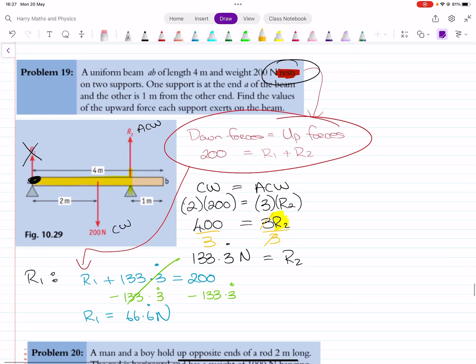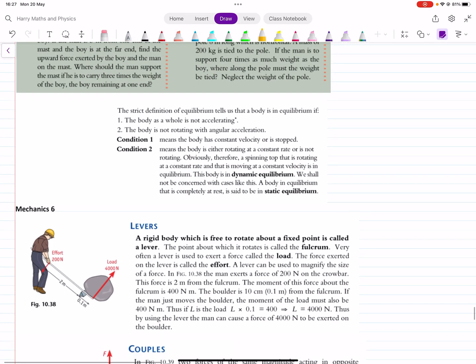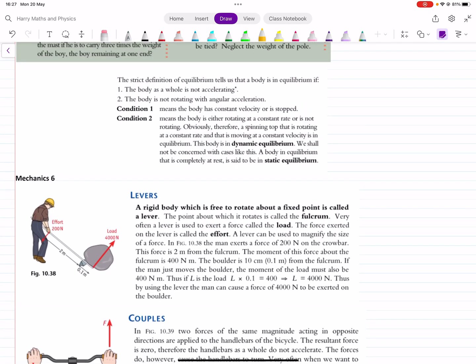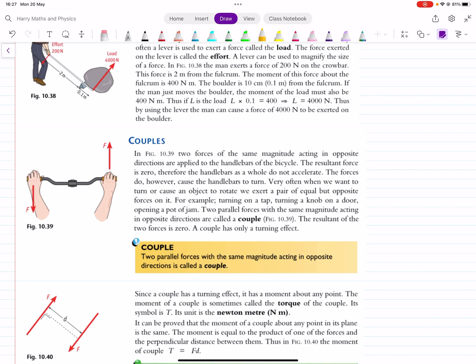Okay, and again, I've done some of the examples, so look through them, and I'm going to give you a couple of questions. I've talked about a lever, but the very last thing here is a couple. So if you have a lever, like this rigid body free to rotate about a fixed point, this is a set of handlebars. If you have 2 moments with the exact same size, but in opposite directions, you can see by the arrows here that the forces are the same. They're the same distance from the fulcrum, but one is up and one is down. What you have is a couple.